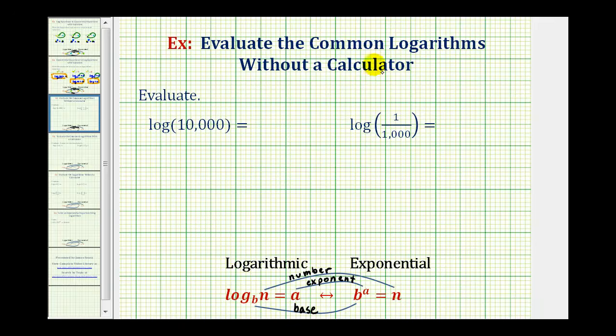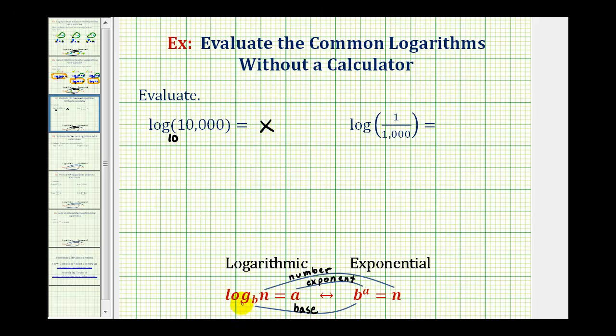We want to evaluate the common logarithms without the use of a calculator. In the first example, we have common log 10,000. Remember, when a log is written this way with no base, we know that it's common log or log base 10. So to evaluate this common log, we'll set it equal to x, write it as an exponential equation, and then once we find the value of x, we know the value of this logarithm.